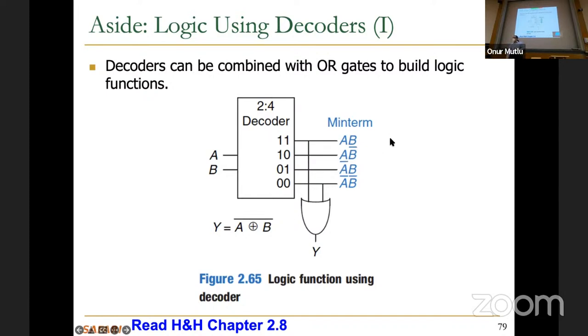Okay, any questions on this? I use this as an aside, but it's a very powerful aside, meaning you can do logic using multiplexers and decoders. Even though these are functions that we built based on logic gates, we can actually construct any logic function based on decoders and multiplexers as well. And these form the core of today's programmable, reconfigurable engines like FPGAs.